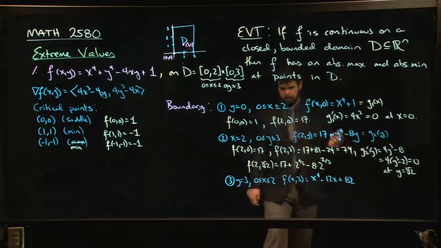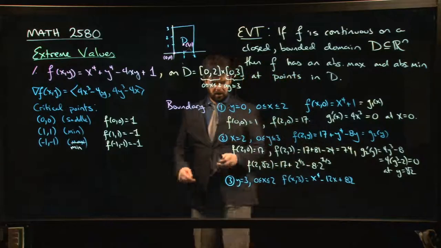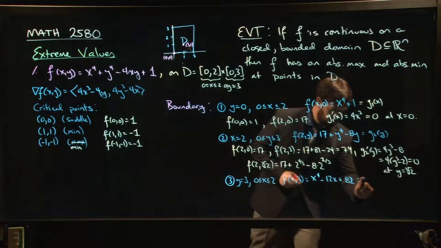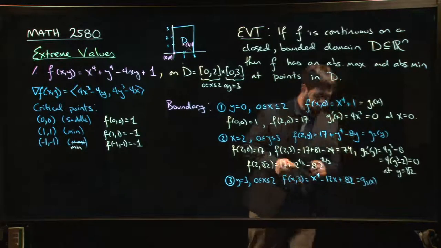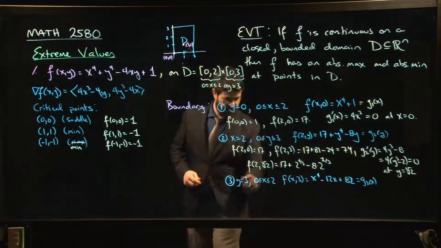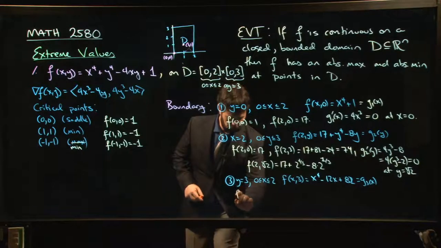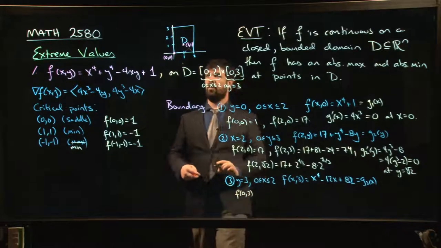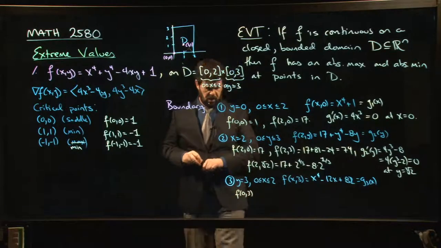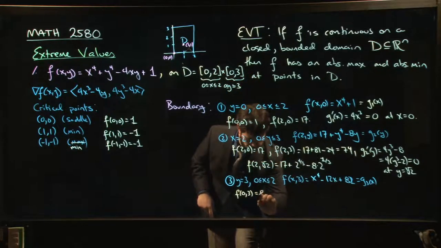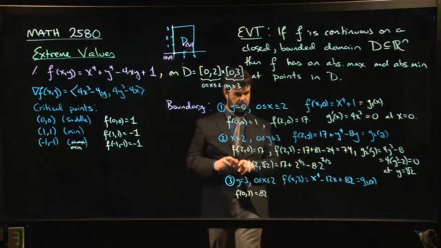All right, now let's call this thing g3, okay? And we can do our sort of checking that we've done, right? So we check the endpoints, 0 and 2. So f at 0, 3. That's one corner of the rectangle we haven't checked. So if x is 0, y is 3, we get 82.